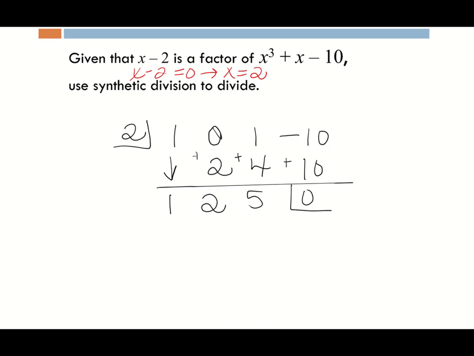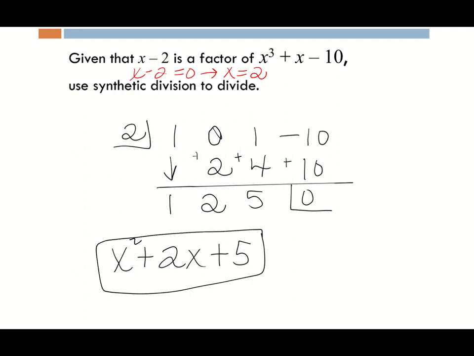I started with x cubed, so 1 down from that is where I'm going to start, at x squared. So I have 1x squared plus 2x plus 5 as my final answer.